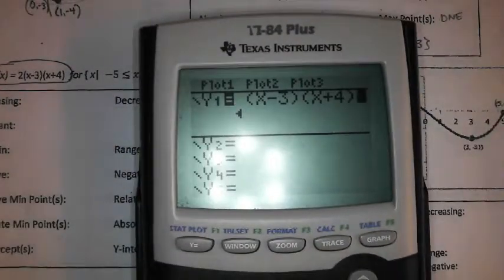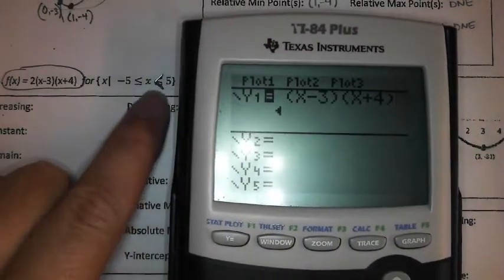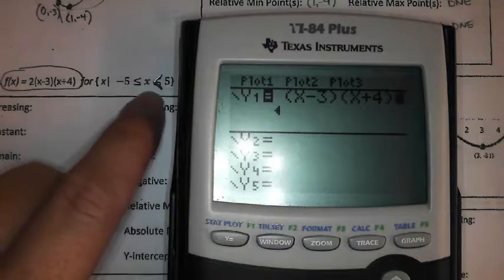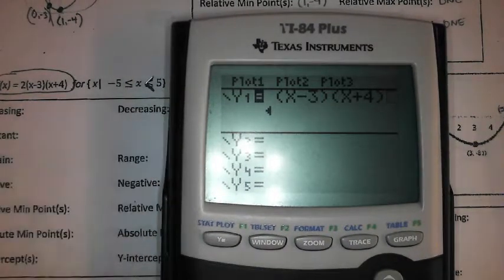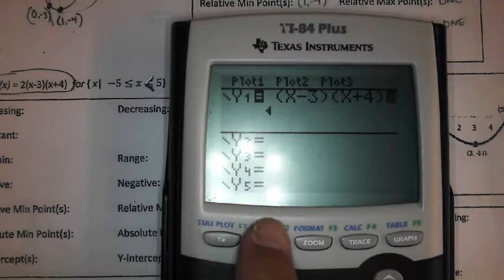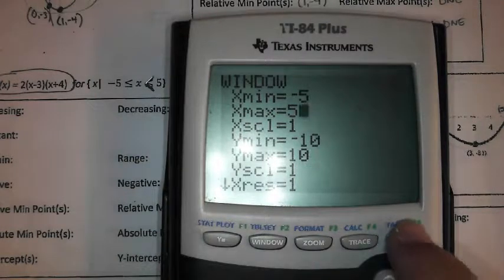You may. Okay, but we're going to limit our window accordingly. So they're telling us to limit our x's from -5 to 5. So what I'm going to do is hit the window button and make my x minimum -5 and my x maximum 5. I'll adjust my y minimum and my y maximum if I need to. Let's see, I'm going to hit graph.